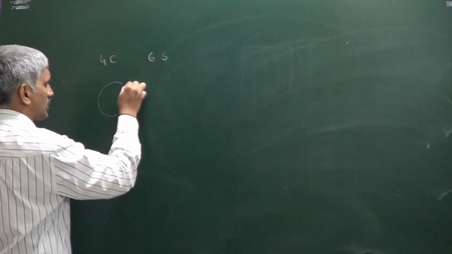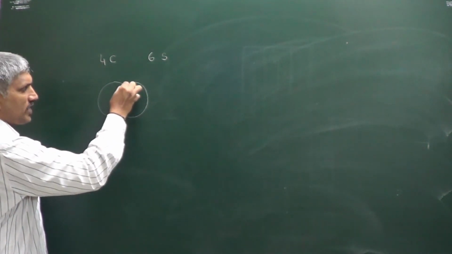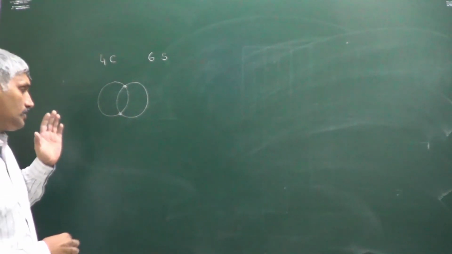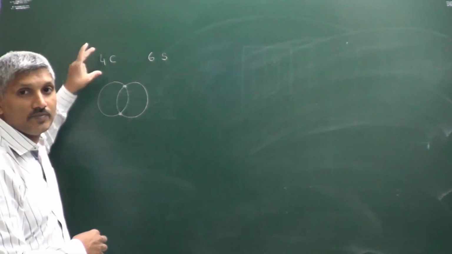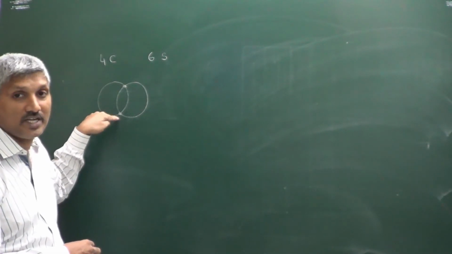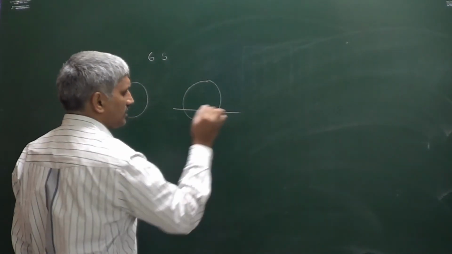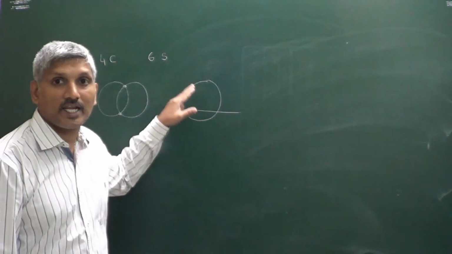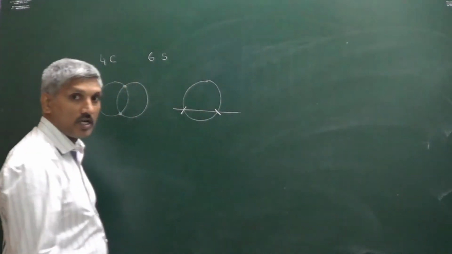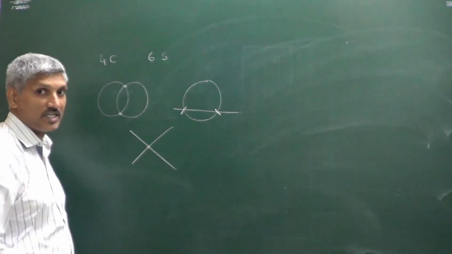If you select 2 circles, how many points of intersection do we get? This is 1 point, this is another point of intersection. So if you select any 2 circles from 4 circles, we get 2 points of intersection. Now I am selecting one circle and a line. The number of points of intersection in this case is also 2. Now I am selecting 2 straight lines. The number of points of intersection is 1.